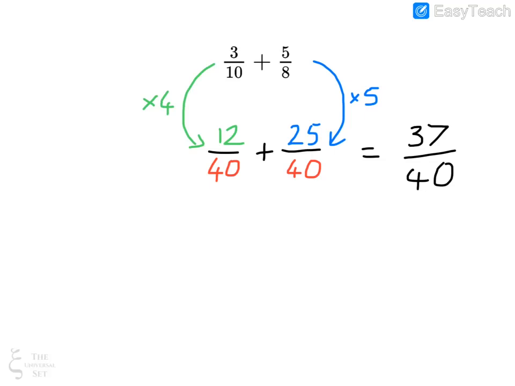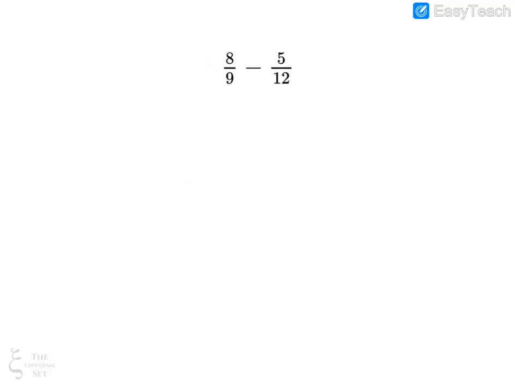There we go. So that's my answer. If I do 3/10 plus 5/8, the answer is 37/40. And this is how we get there. Got a couple more examples we're going to look at. So here we've got a subtraction we're going to do.